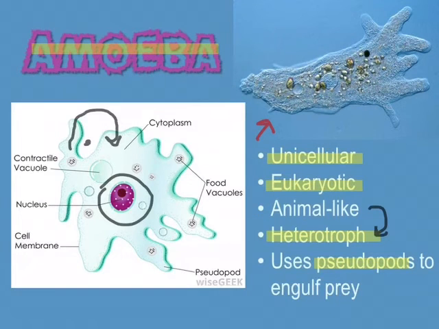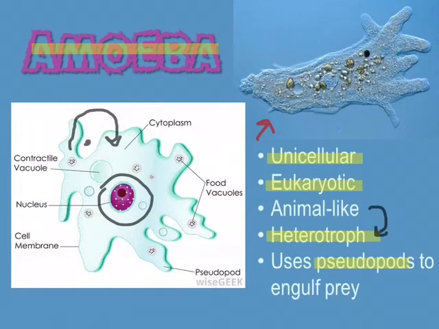They are animal-like, so that means that they are heterotrophs. Heterotrophs are things that have to eat other things in order to stay alive. So plants are the only things that are not heterotrophs. Animals are heterotrophs, you are a heterotroph. If you cannot use photosynthesis to make your own food, you're a heterotroph.